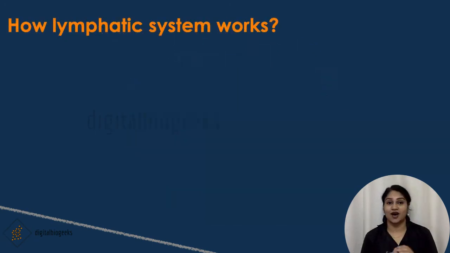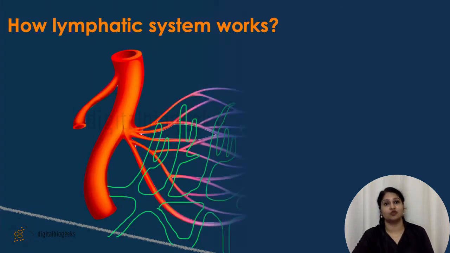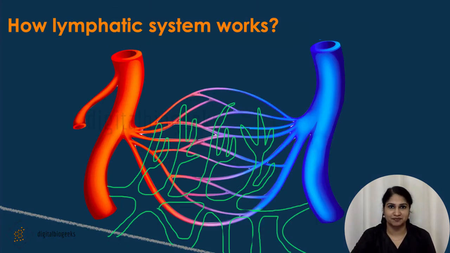Now let's see how this lymphatic system works. Unlike the cardiovascular system, the lymphatic system in humans is not closed. It is a sewerage system of our body. It maintains the body fluid level by removing the fluids that leak out from the blood vessels. We know that the cardiovascular system carries blood through blood capillaries. Around 20 liters of blood is filtered in the cardiovascular system per day.